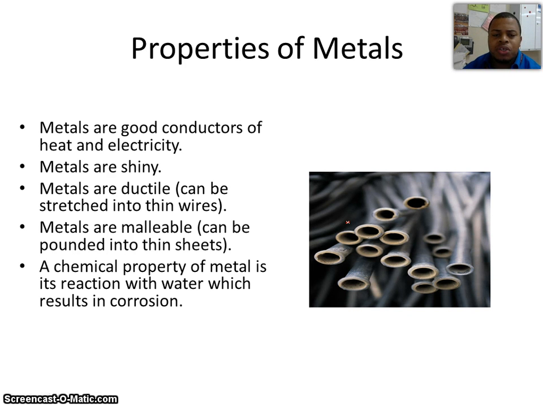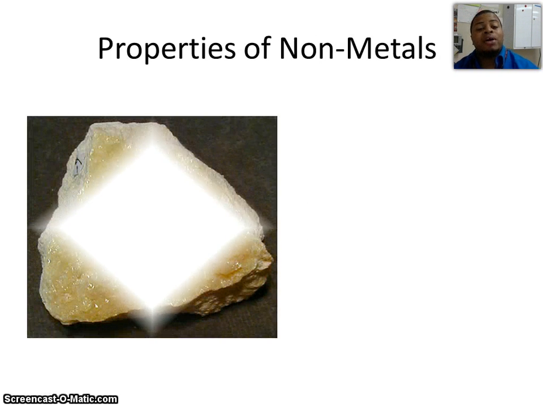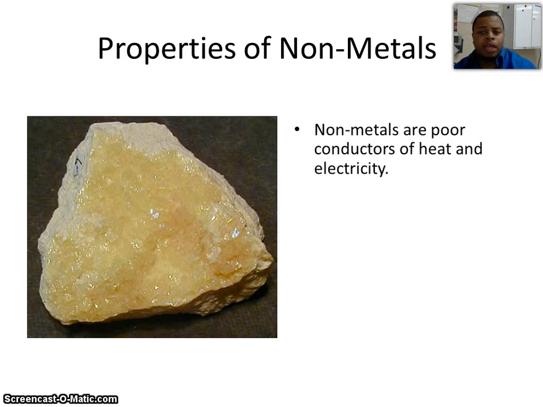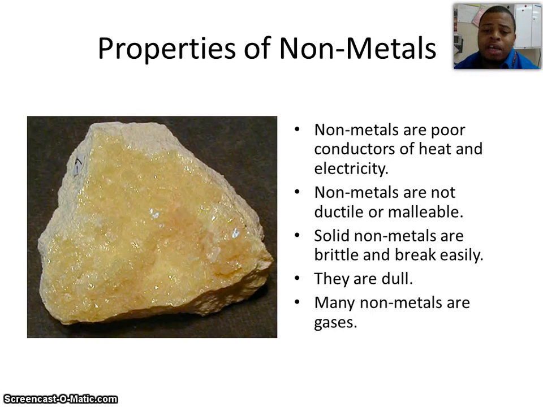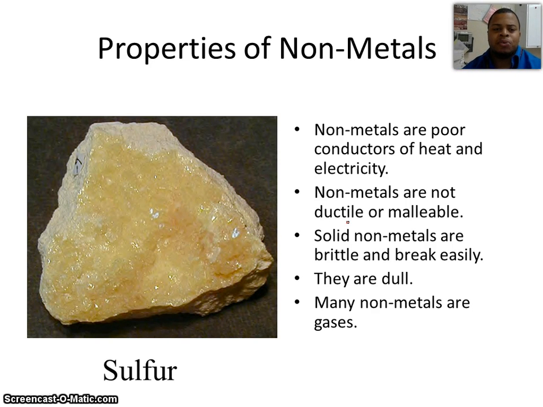Now, corrosion is sort of like breaking down, not necessarily rusting, but when the metal itself begins to weaken and break down. What about our nonmetals? They're going to be on the opposite end of the spectrum. They're actually going to be poor conductors. They're not ductile or malleable. They're dull many times. They break very easily, and a lot of them are actually going to be gases. This is going to be how we differentiate between our different types of elements.